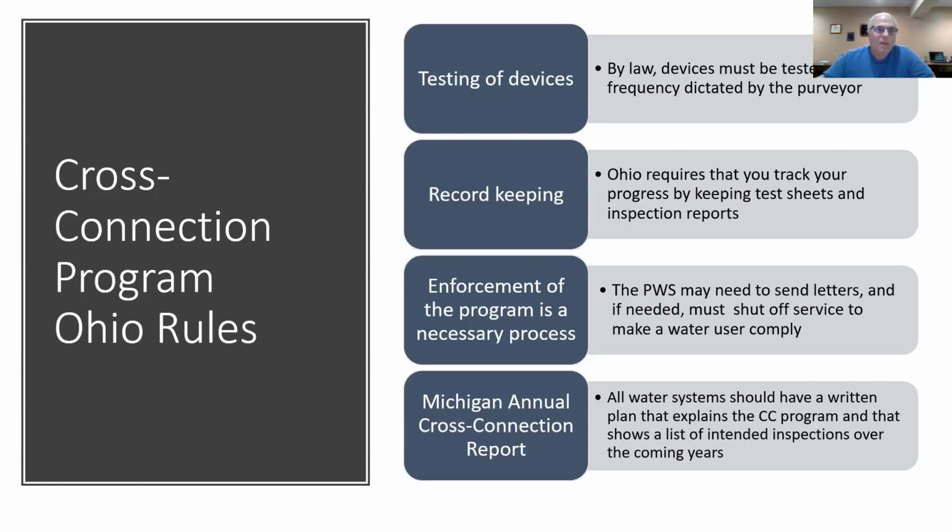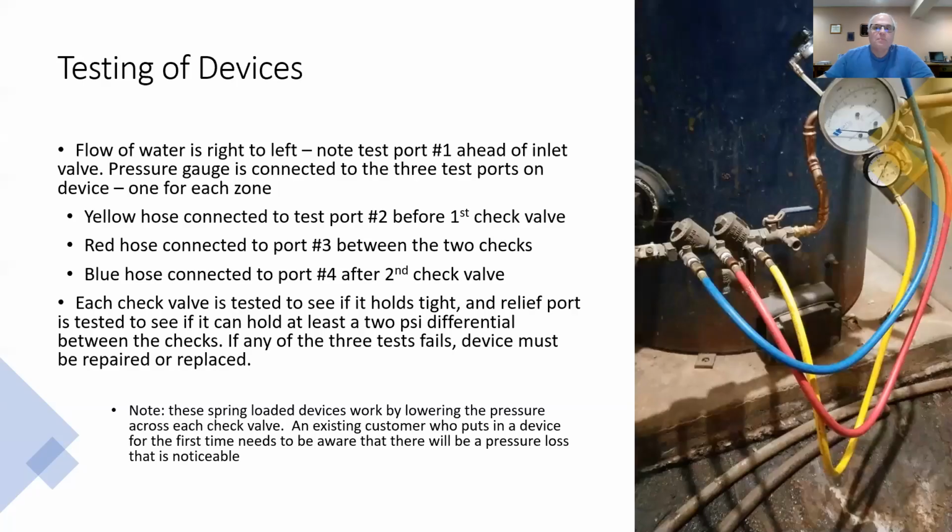Here's a picture of the backflow prevention testing device, the kit that plumbers use to test these devices. And in this picture on the right, water is flowing from right to left. You can see this device has a gauge, a pressure gauge on it, but that's not a regular pressure gauge. That's a differential pressure gauge.